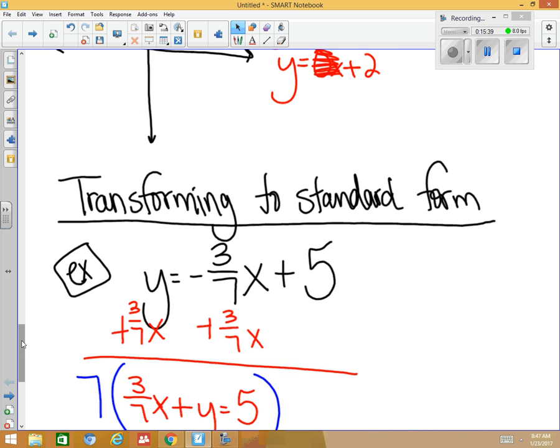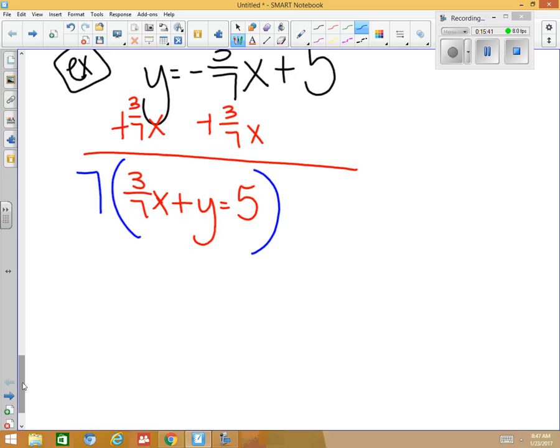Okay? So when you multiply by that, the bottom 7 is just going to go away, and I'm going to be left with 3x. The number in front of the y was a 1, so 7 times 1 is 7y. And then 7 times 5 is 35. So there's your form, A, B, C. Not bad. It's okay. We're going to go over it.